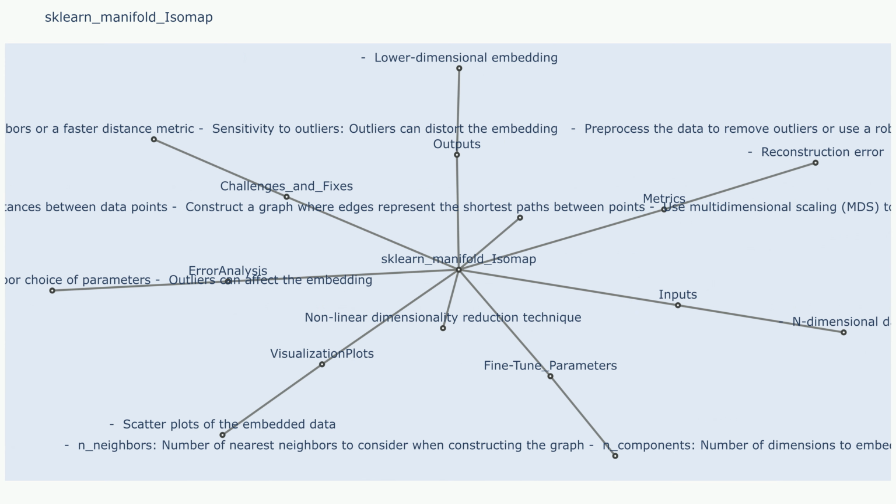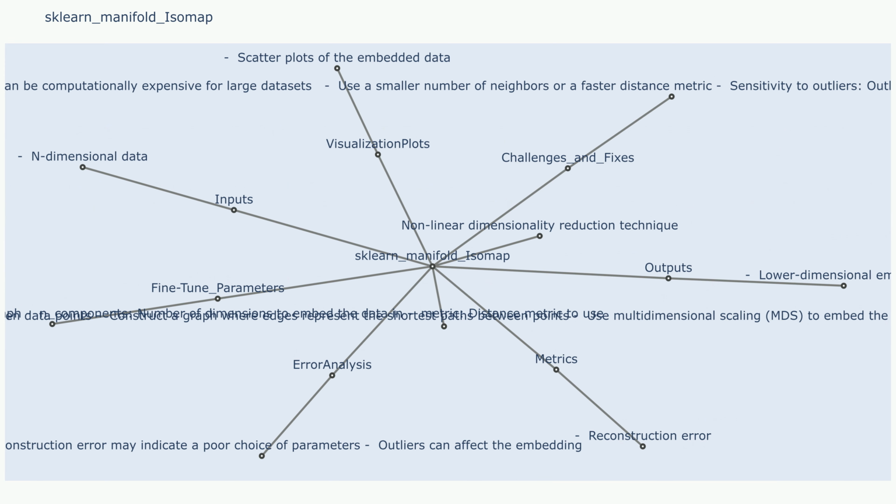Challenge 2: sensitivity to noise. Isomap can be sensitive to noisy data, as noise can distort the geodesic distances and lead to inaccurate embeddings. Sample use case that resulted in challenge 2: a dataset with high levels of noise, where the original distances between points are heavily corrupted. Fixes to challenge 2: pre-process the data to remove noise.